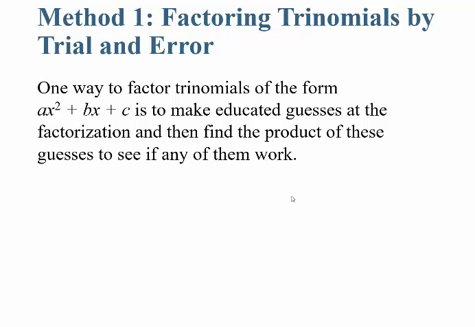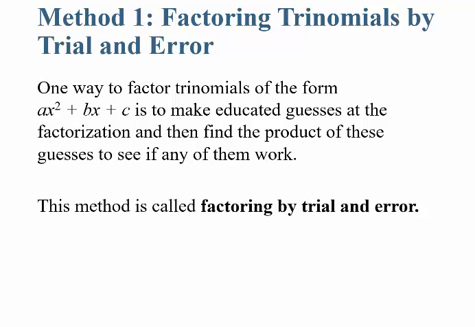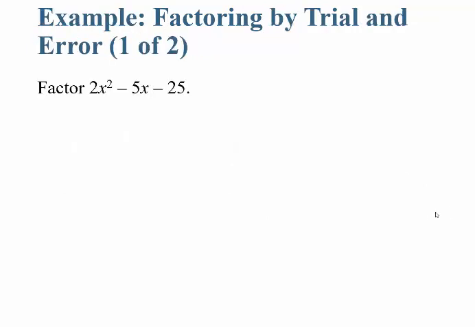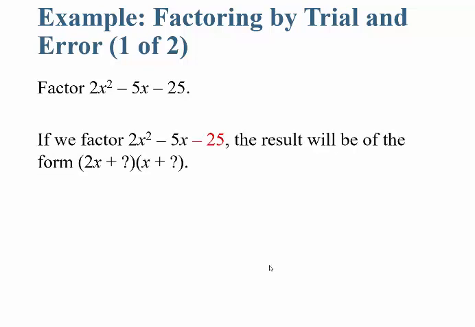You're going to make an educated guess at the factorization and then find the product of these guesses to see if any of them work out. This is called trial and error, or guess and check as I call it. So let's look at this one here: 2x squared minus 5x minus 25. I want to factor this into something times something.